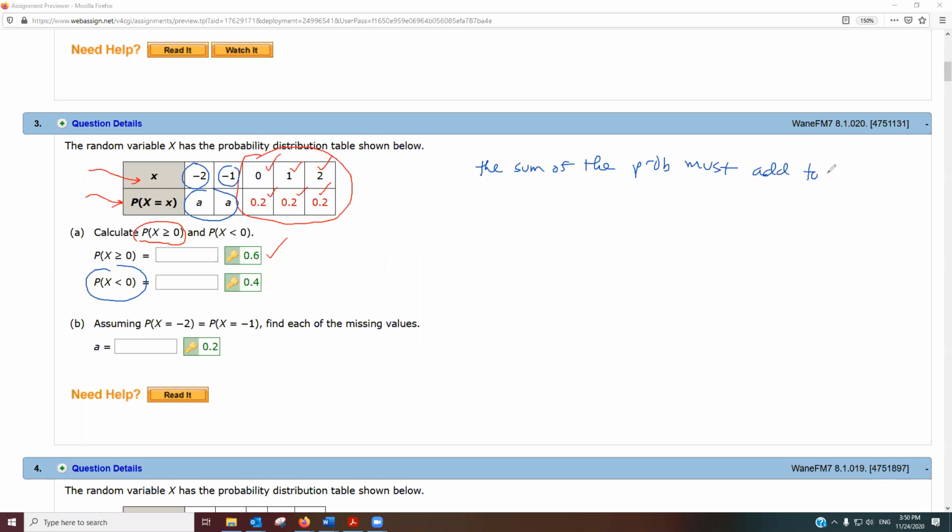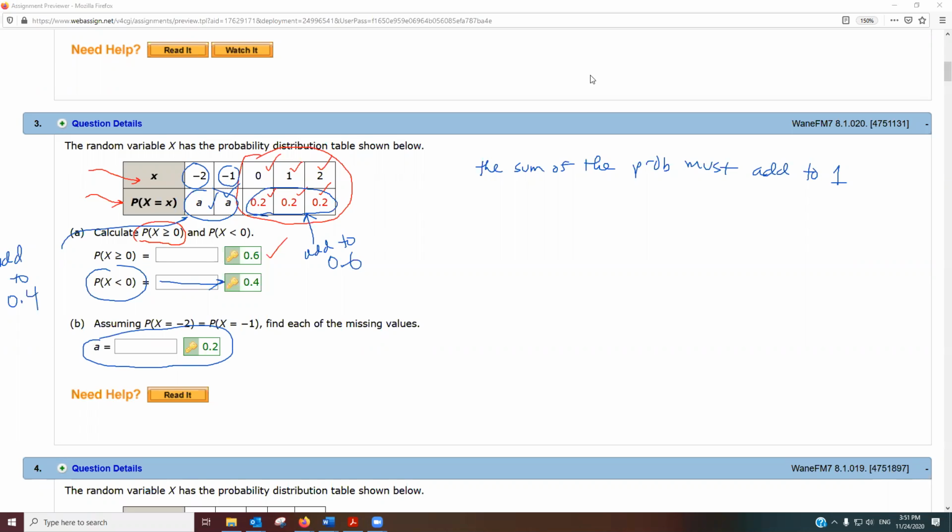So I know that these 2 probabilities, a plus a, must be the missing 0.4, right? Because these probabilities here in red add up to 0.6. That must mean these a's must add to the remaining 0.4. So that probability is 0.4. Well, if they're equal to each other, and I have an a, and they add up to 0.4, it must mean that each one of those probabilities has to be equal to 0.2.